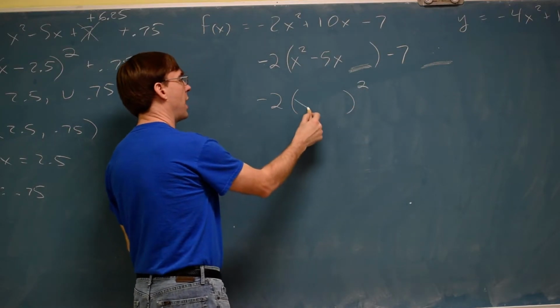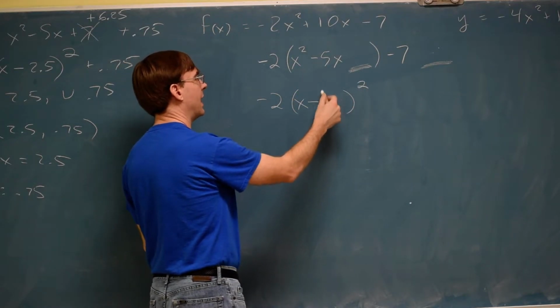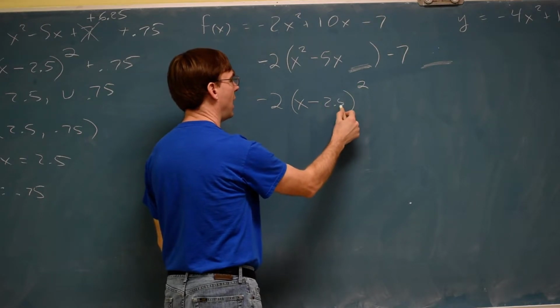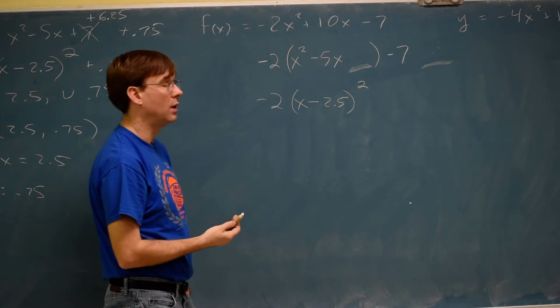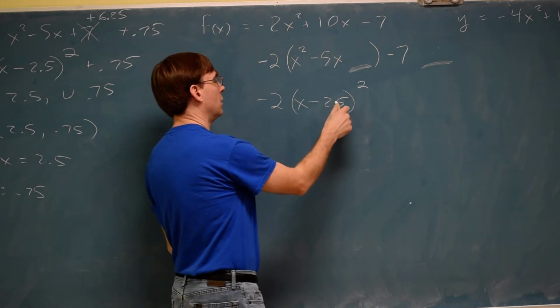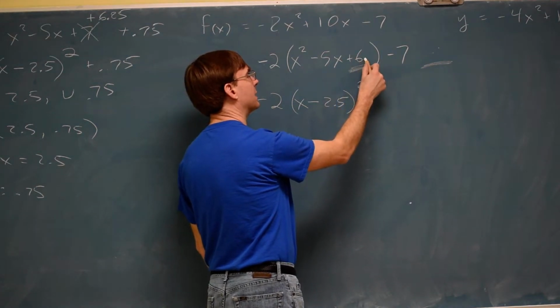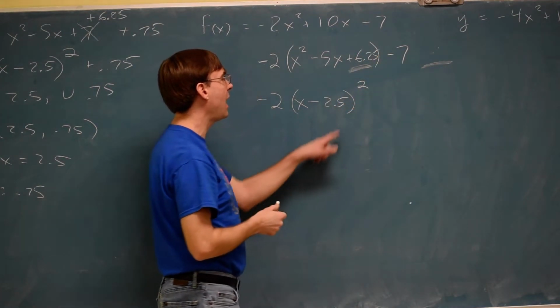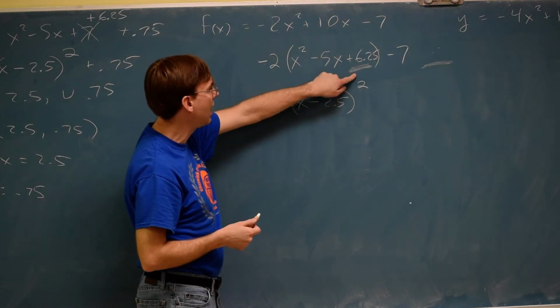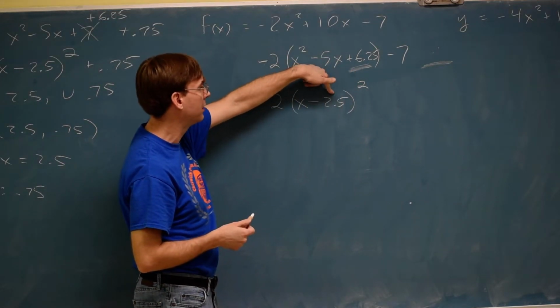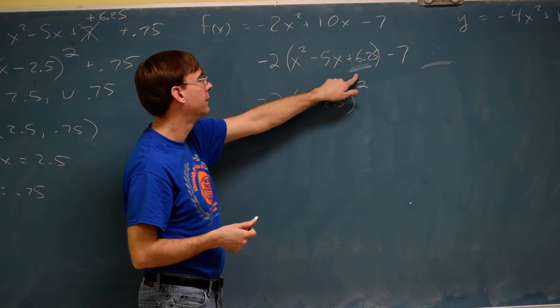To make this a square, it's an x, copying that sign. Half of 5 is 2.5 again, just like it was a second ago. 2.5 makes us add in a 6.25. Adding in 6.25 is the number that could fill that gap. This times itself is how that was made.